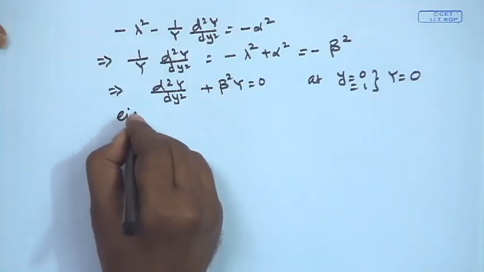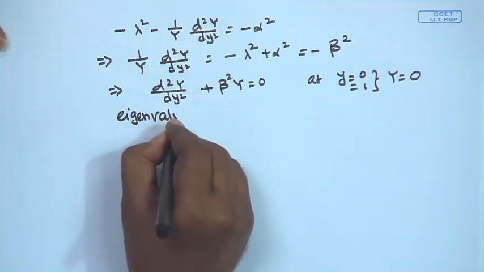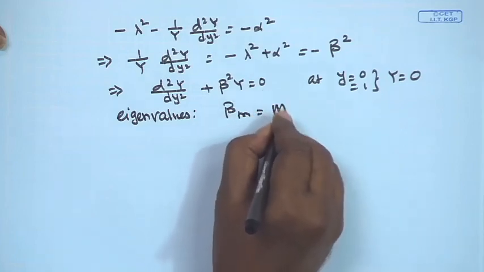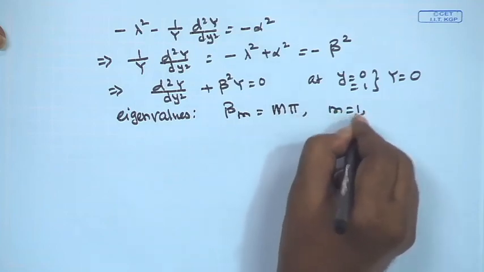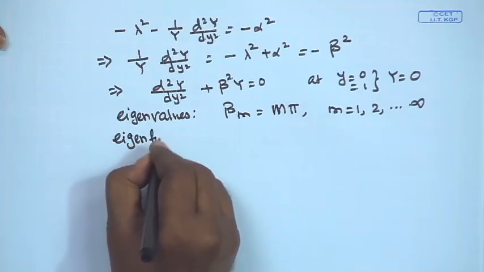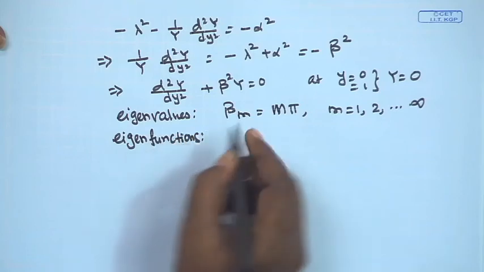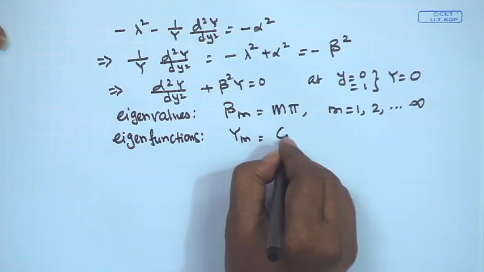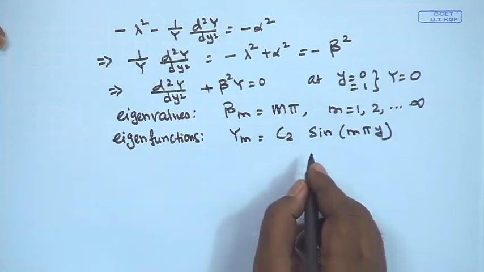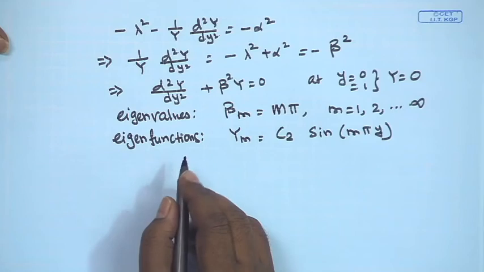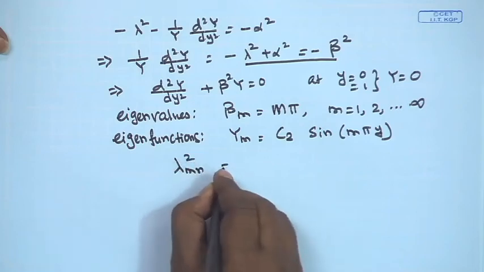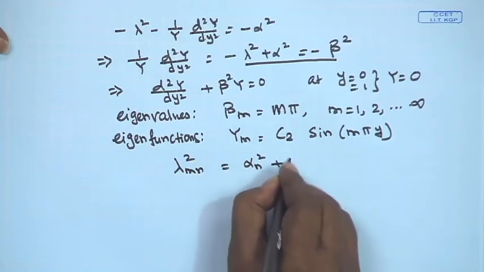So, therefore, the eigenvalues are beta m is equal to m pi, where index m runs from 1 to infinity, and eigenfunctions are Y m is equal to C2 sin m pi y. And now, let us look into how the lambda varies. So, this is the definition of lambda. So, lambda m n square is equal to nothing but alpha n square plus beta m square.